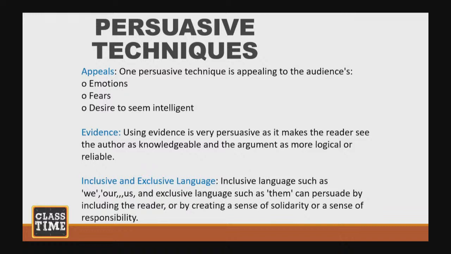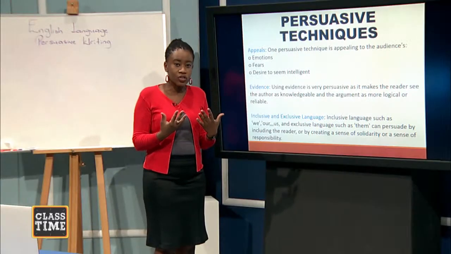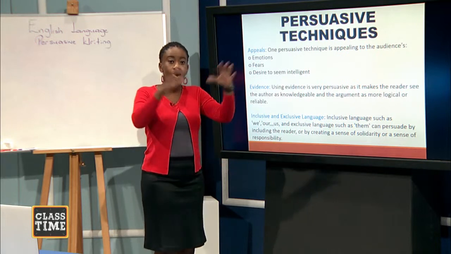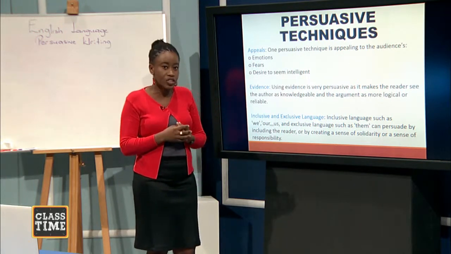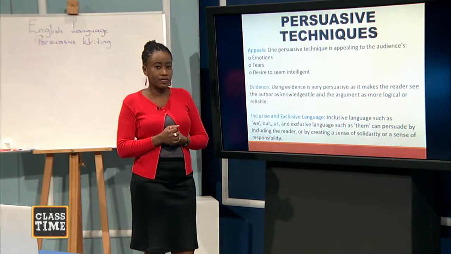Sometimes writers use inclusive and exclusive language. What do we mean by that? The writer puts him or herself in the argument. So this is not an I issue or a you issue. It is an us or an our issue. Do you see how that can be effective?